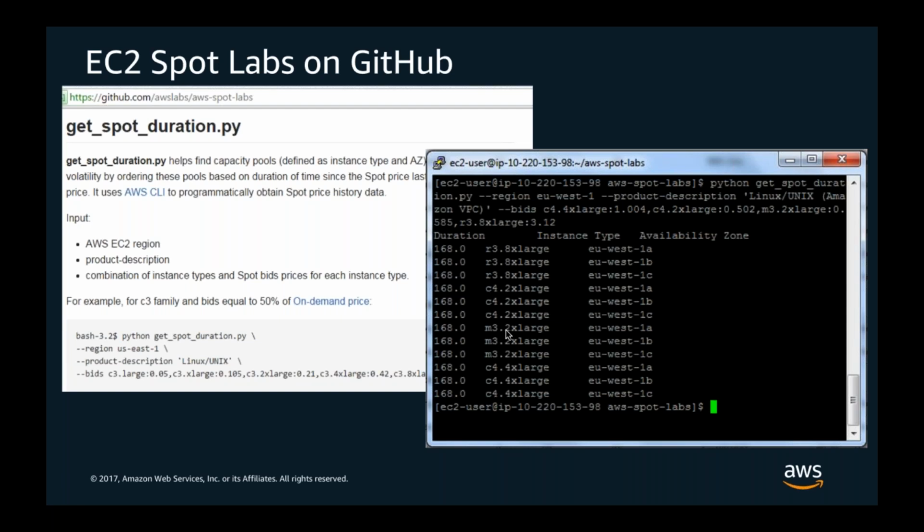And so in this case, I'm just showing you a screenshot of the output where it's showing you what would have been the expected duration of these particular instance types in these availability zones. So you can see that's number of hours that the instances would have run in those availability zones based on the price that you provided it.